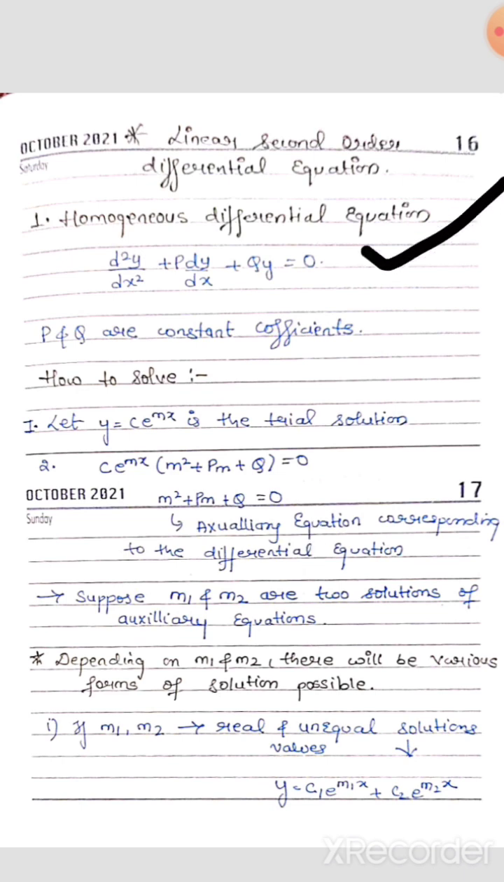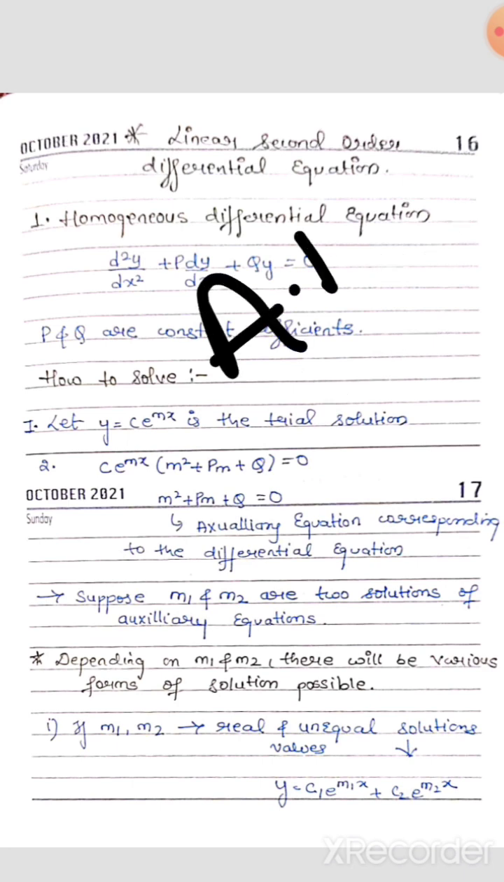The equation form is d square y by dx square plus p dy by dx plus qy is equal to 0, where p and q are constant coefficients. How to solve this? First of all, to solve this type of equation, we need to find the auxiliary equation for the given differential equation. How to find the auxiliary equation?